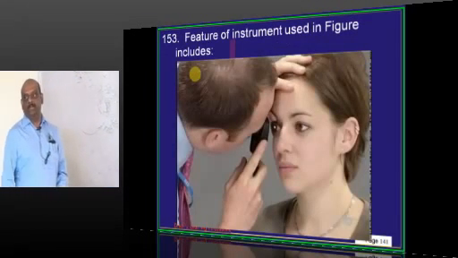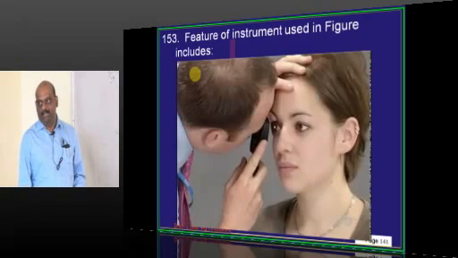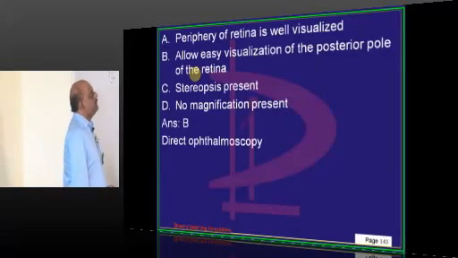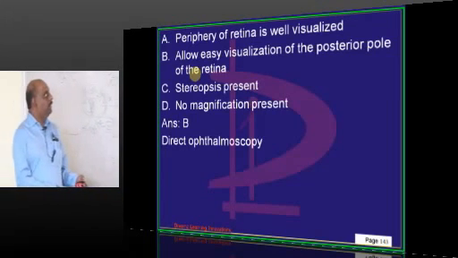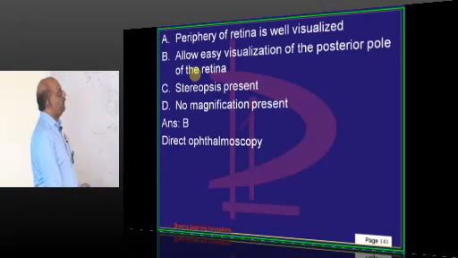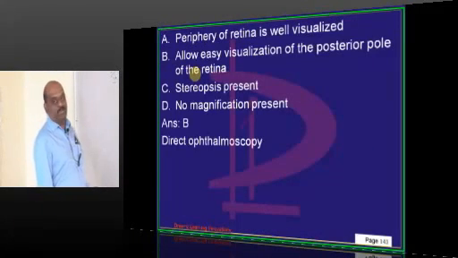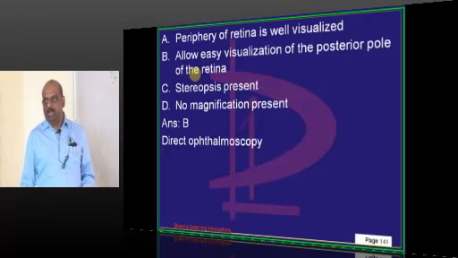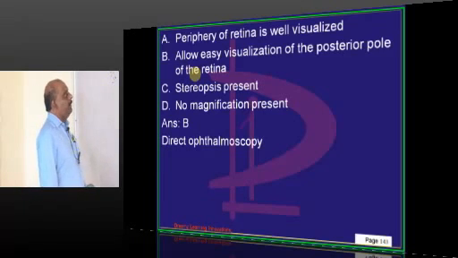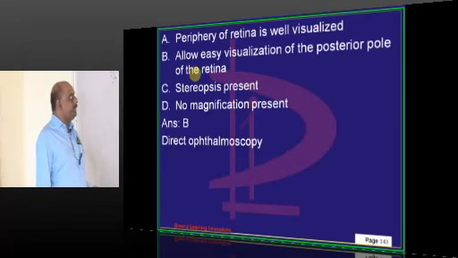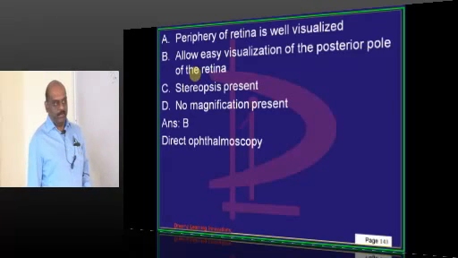Then doctor, what is this ophthalmoscopy called? Direct. Right? So direct ophthalmoscopy allows easy visualization of the posterior part of the retina. Commonly we use it clinically. But there is no stereopsis, magnification is there, real inverted image, real inverted only, no? Which is magnified, real inverted, direct or indirect? Indirect.